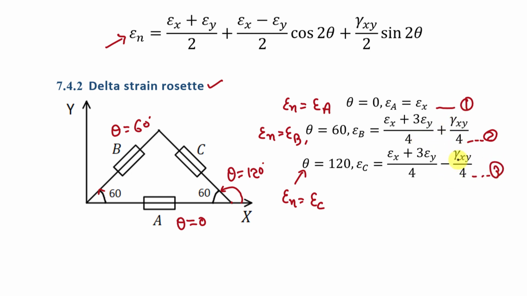So now we have three equations and three unknowns, that is epsilon x, epsilon y and gamma xy. And you will have the values of epsilon a, epsilon b and epsilon c. So you will be able to find these three values. Hence you will be able to find epsilon 1 and epsilon 2, that is the maximum value of principal strain and the minimum value of principal strain. Fine.